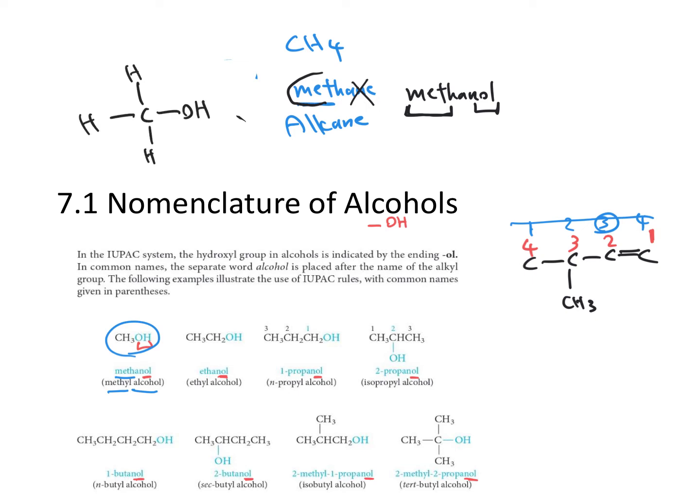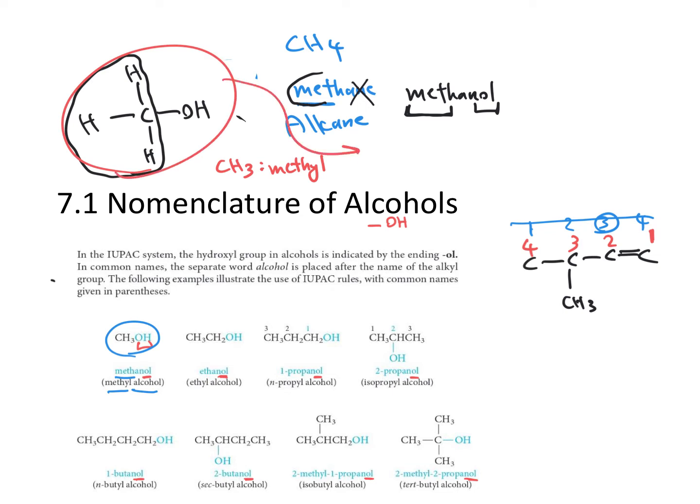So the other way is that, what do we call this part of the molecule? CH3. Methyl, right? So we have methyl, and we know that we have an alcohol. So we call this compound as a whole methyl alcohol. So these are two ways to name alcohols. One way is to just add OL at the end. The other is to write the other part of the molecule excluding the OH and add alcohol to it.